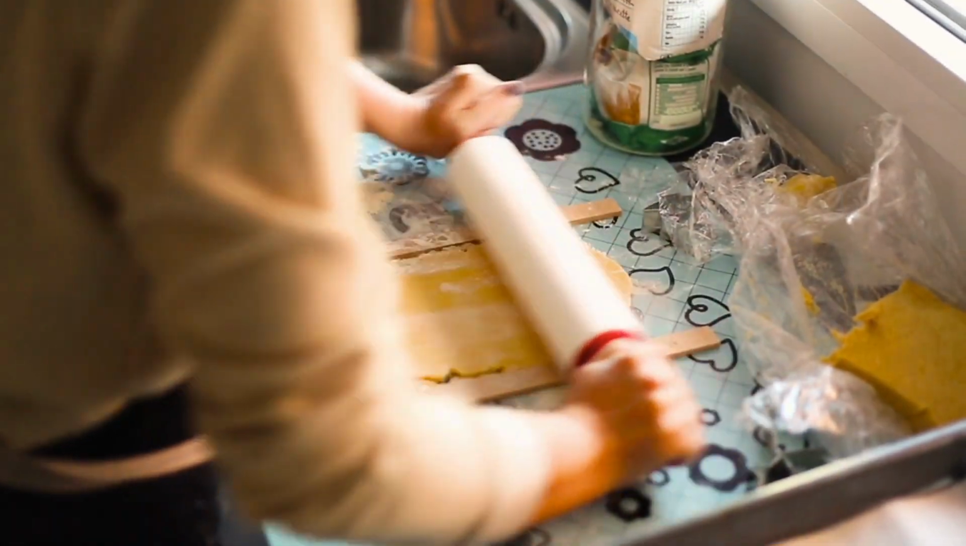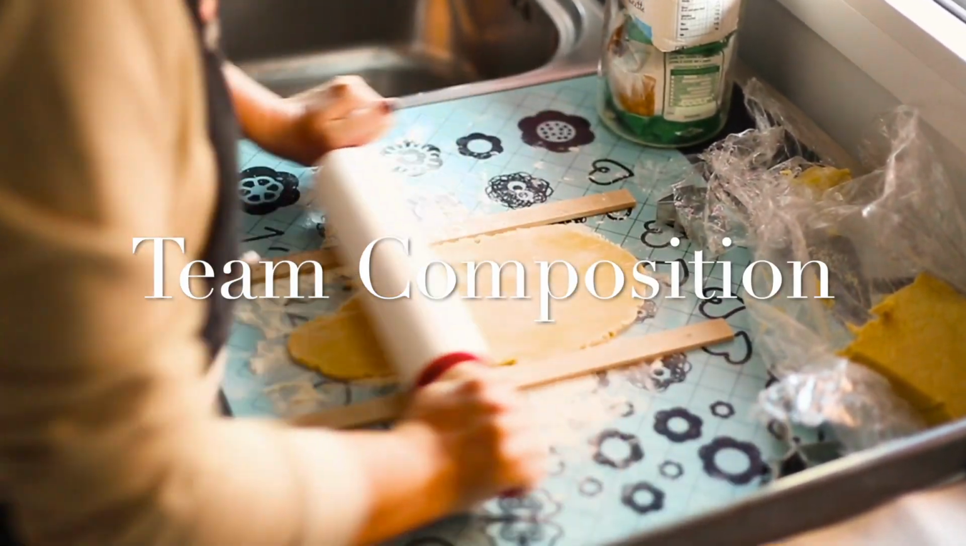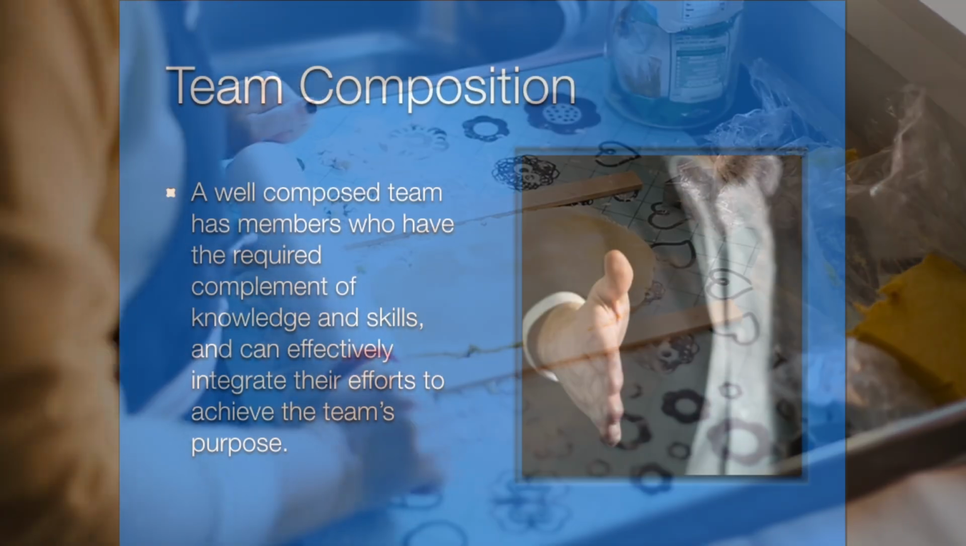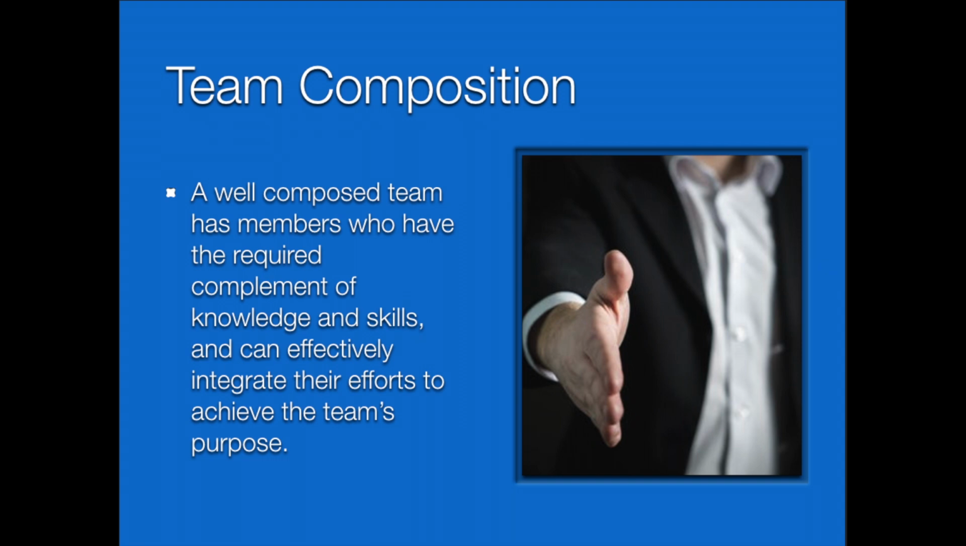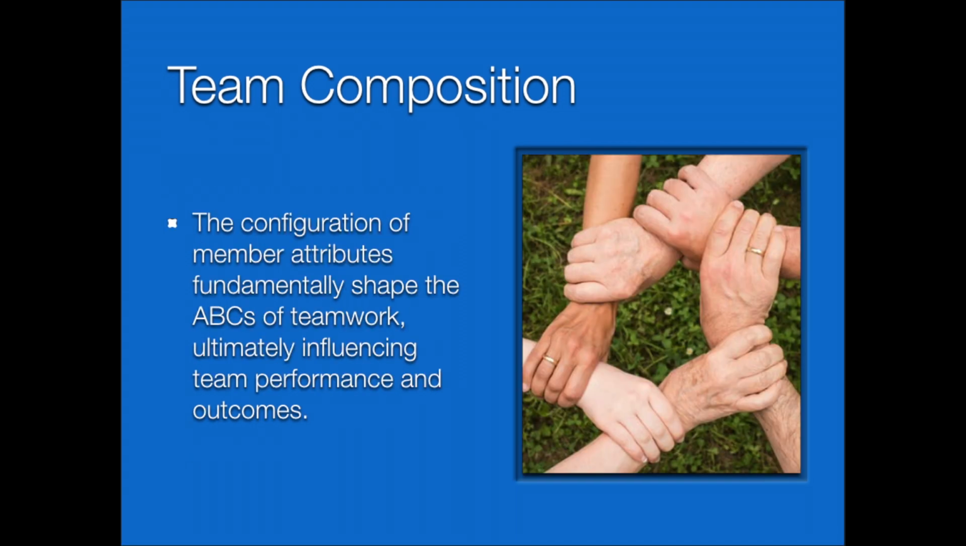So now we're going to take a closer look at a few things, starting with team composition. A well-composed team has members who have the required complement of knowledge and skills, and can effectively integrate their efforts to achieve the team's purpose. The configuration of member attributes fundamentally shapes the ABCs of teamwork and ultimately influences team performance and outcomes.